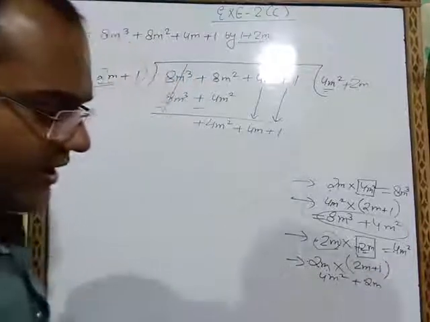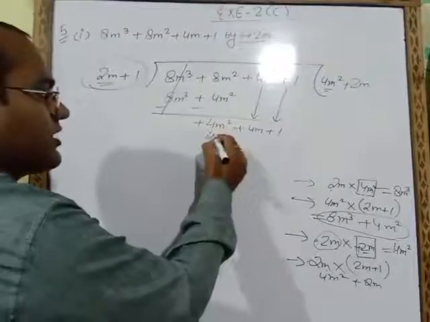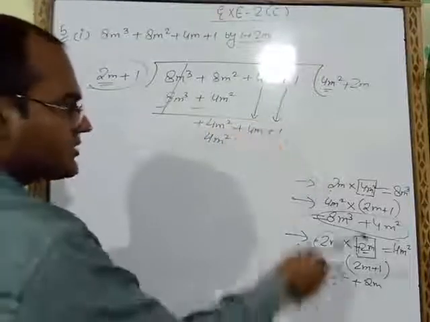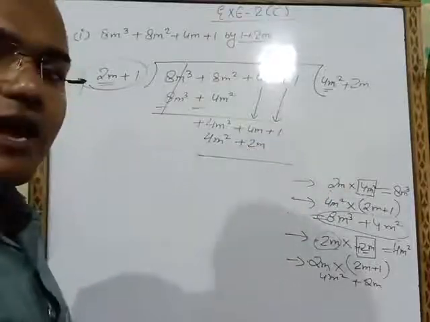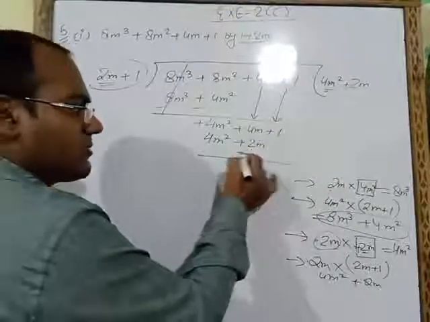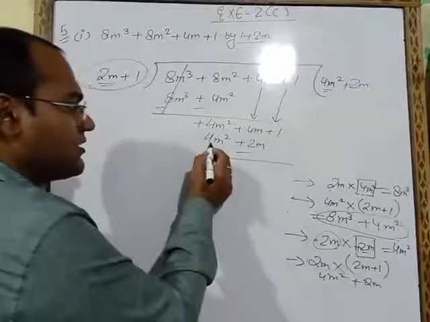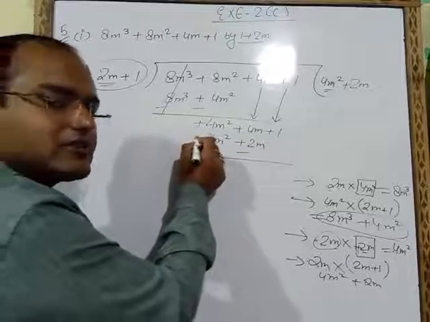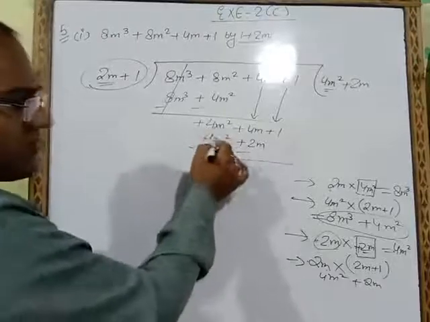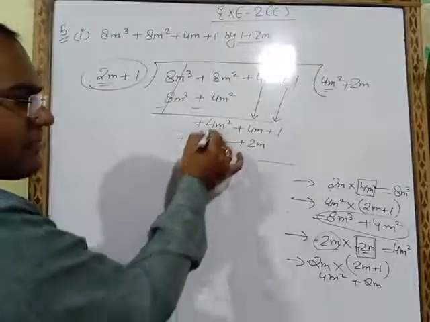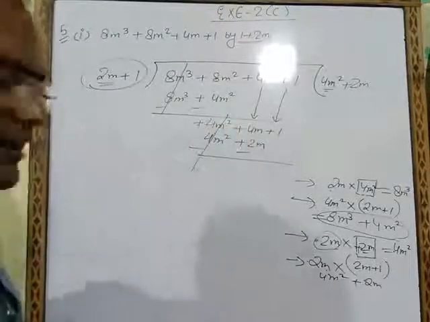So here we are getting 4m square plus 2m. Now we have to change the sign. This is plus 2m, we will take minus sign here. This has no sign, that means it is plus, here we will take minus sign. Now both are same terms, but this is plus 1 and this is minus 1. So these two will get cancelled.